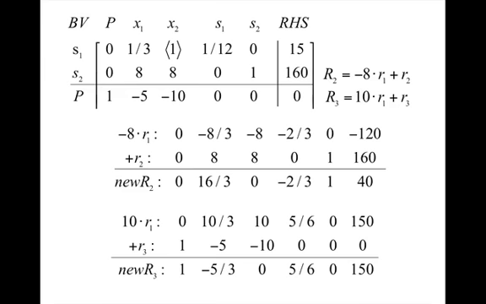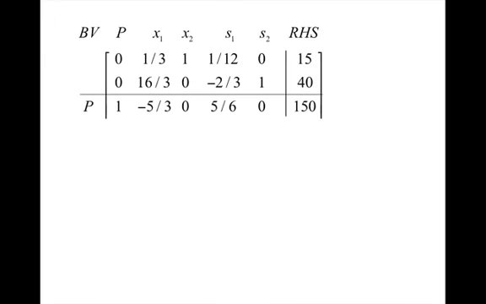So I'm going to keep row 1 the same and change rows 2 and 3. So row 1 stayed 0, 1/3, 1, 1/12, 0, 15. The new row 2 was 0, 16/3, 0, negative 2/3, 1, and 40. The new row 3 was 1, negative 5/3, 0, 5/6, 0, and 150.